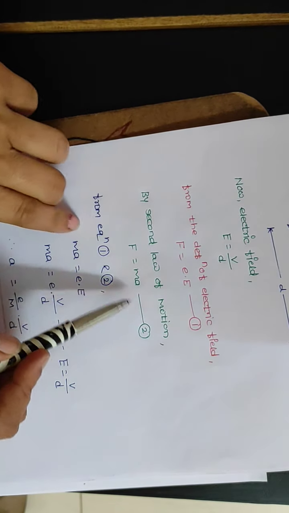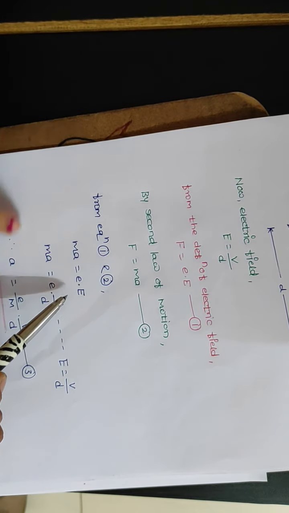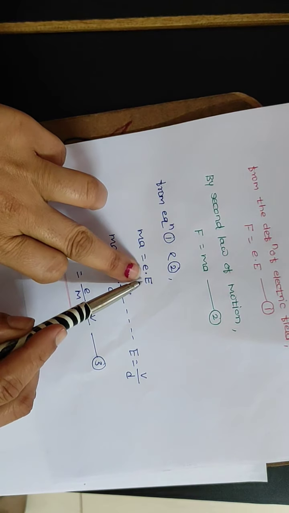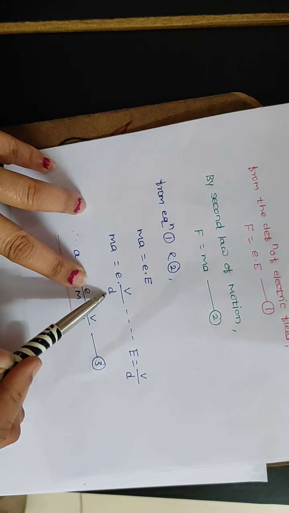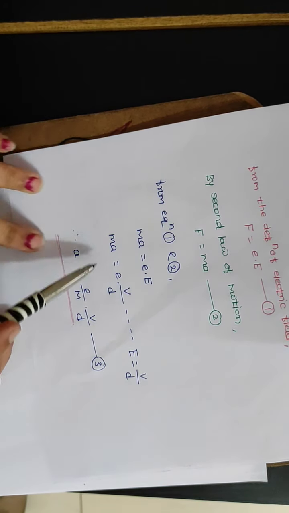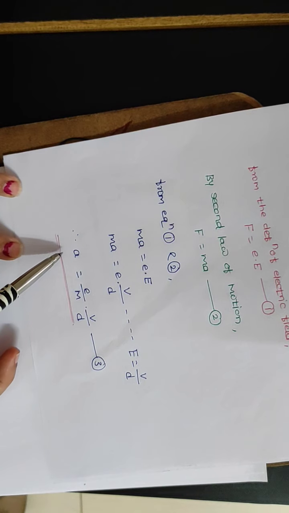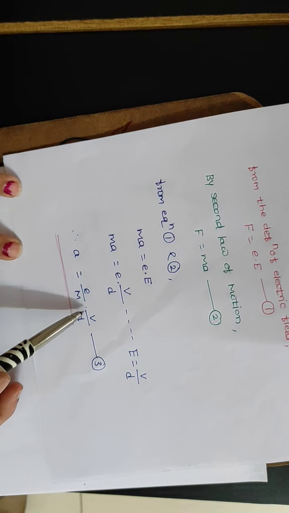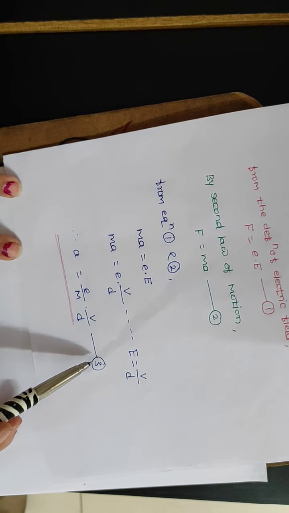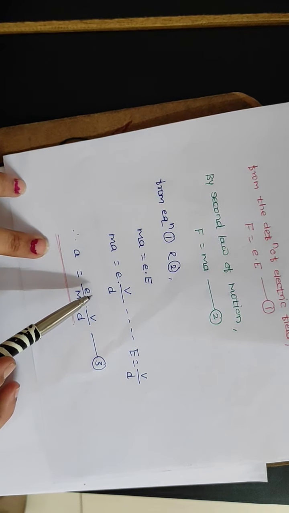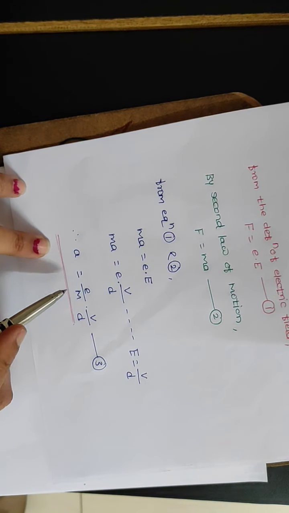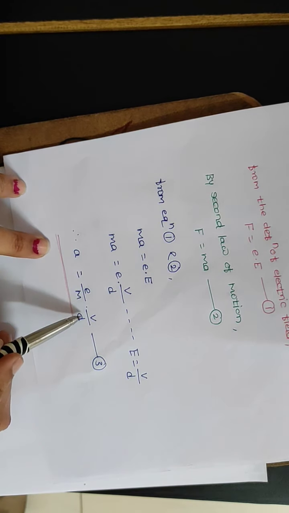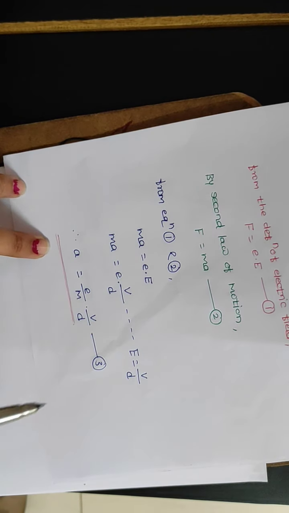Now from equation 1 and 2, we can write ma is equal to e into E. Okay. Now here we just put the value of E is equal to V divided by d. So we get this equation. Okay. Now from this equation, a is equal to e by m into V by d. Give equation number 3. So from this equation, we can say that the acceleration of the electron is proportional to the potential applied between the plates.